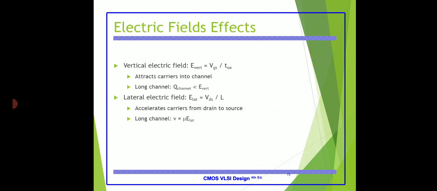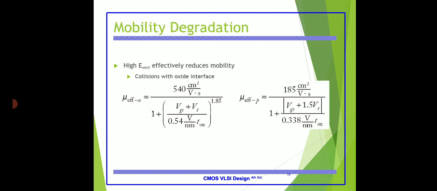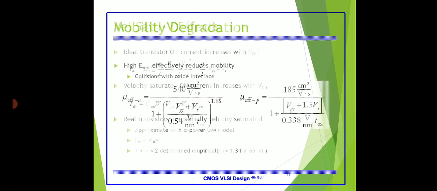Here it produces two types of electric field: one is the vertical electric field and the other is the lateral electric field. In the case of the vertical electric field, E vert is equal to VGS by 2x, and for the lateral electric field, E lat is equal to VDS by L. When a high electric field is produced, it reduces the mobility due to collisions. That formula is given here.